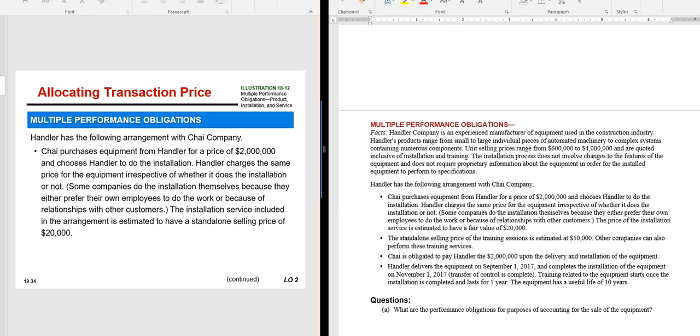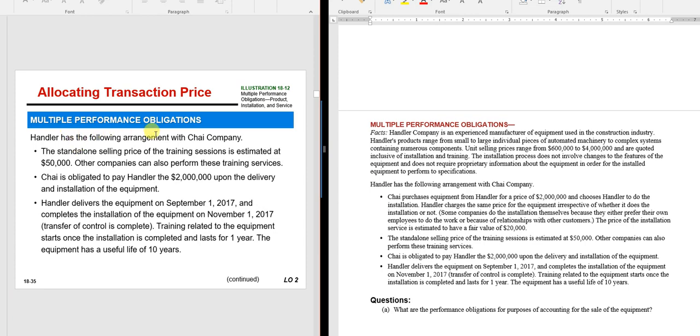Try to get this going. They have the following arrangements. They purchase the equipment from Handler for a price of $2 million and choose Handler to do the installation. So we have hired them to both buy the equipment and do the installation. They charge the same price for the equipment irrespective of whether it does the installation or not. Some companies would indeed still pay $2 million for the equipment because they would prefer their own employees do it and to do it right. The installation service included in the arrangement is estimated to have a standalone selling price of $20,000.